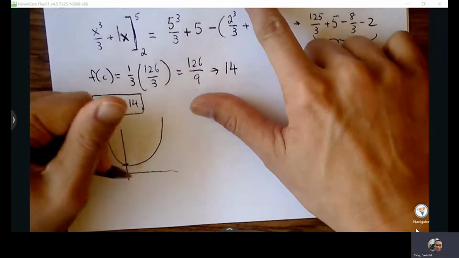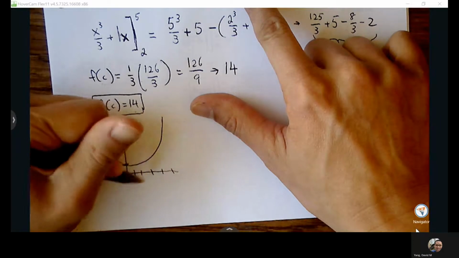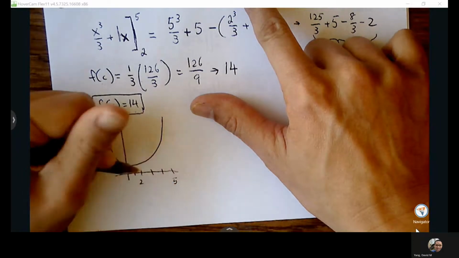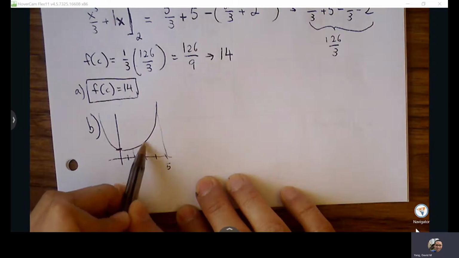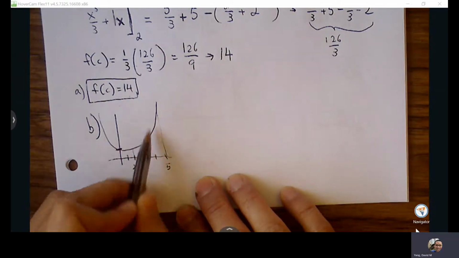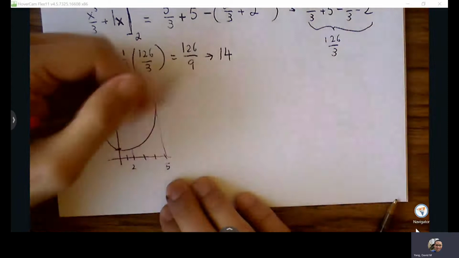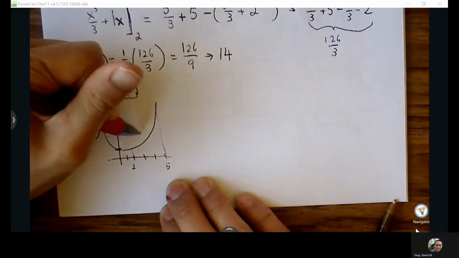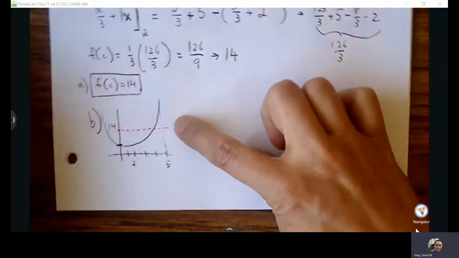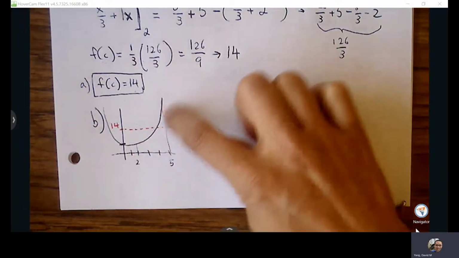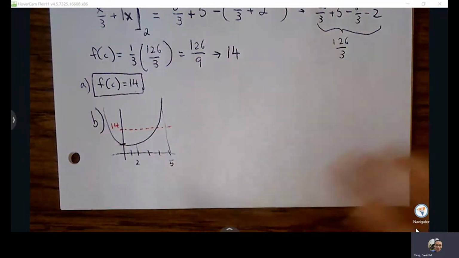Okay, 2 to 5. So imagine from 2 to 5, you have all these different heights for the graph. And then the average amongst all the heights ends up being 14. So that's what we found, right? We found that the average height for all the heights on this graph between 2 and 5 is 14.